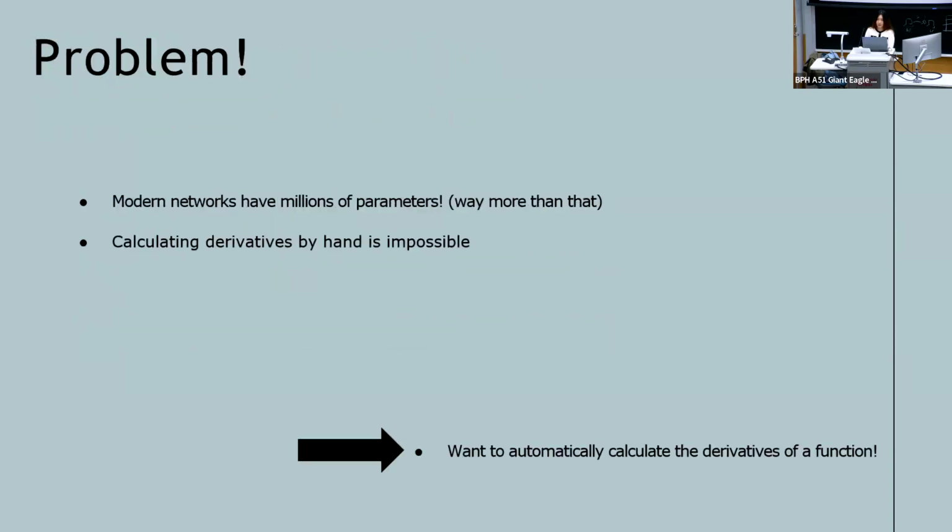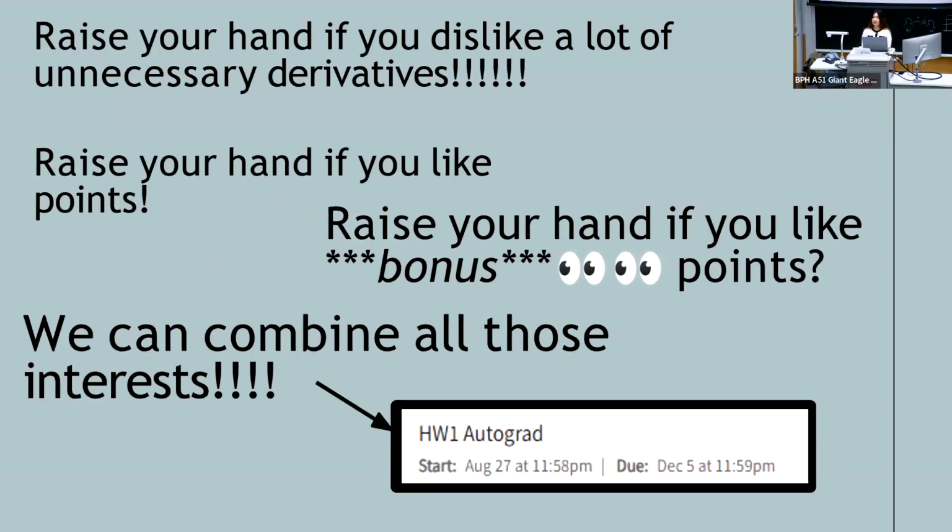But here's a problem. For modern networks, there are millions of parameters. Actually, it's way more than that, and calculating derivatives by hand is impossible. So we would like to have a way to automatically calculate the derivatives of a function. Another thing is that for this course, we will have the autograd homeworks to earn bonus points. So this lab will also be really helpful if you want to complete the autograd homeworks and earn the bonus points.